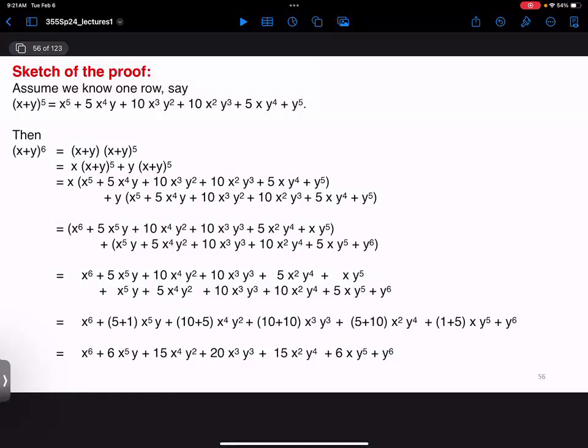Every time I increase my power of y, I'm walking one more step to the right. And that's why when I'm adding, I start off with one number, and then the next number is the number in that row, just one step further to the right. You can make this more rigorous, and you can say, let's say we have our expansion, and then we want to calculate the next one.